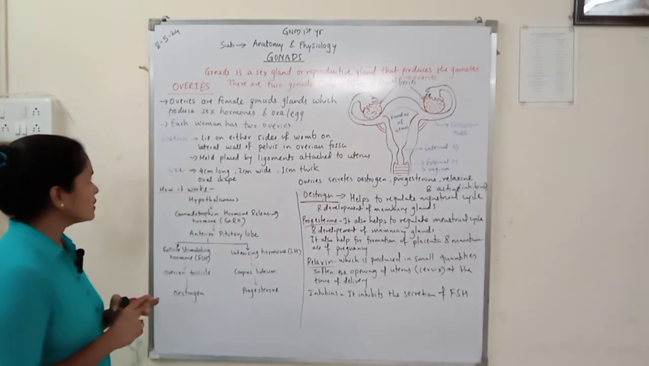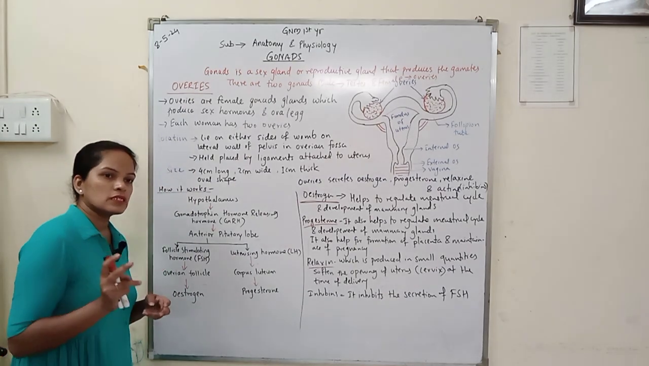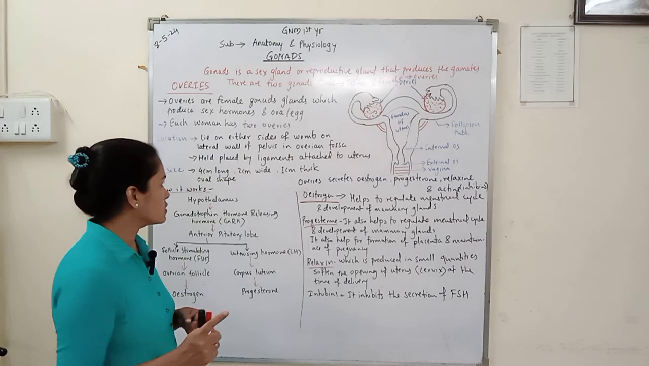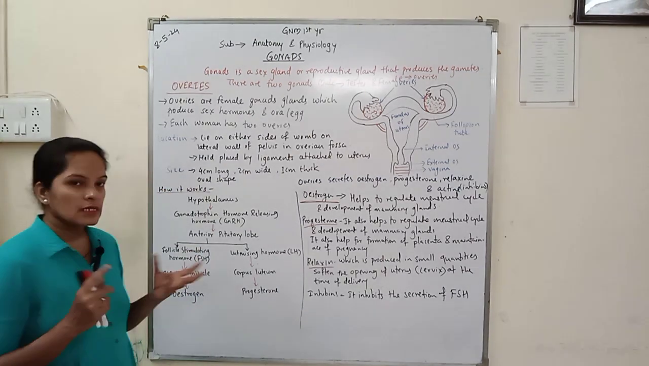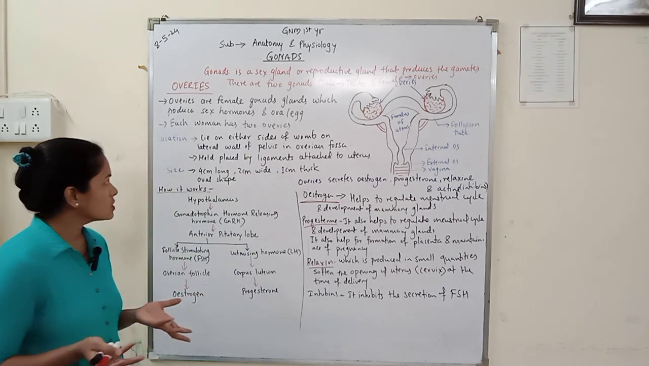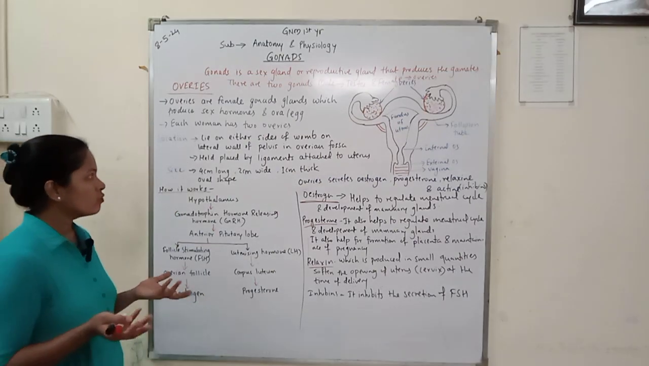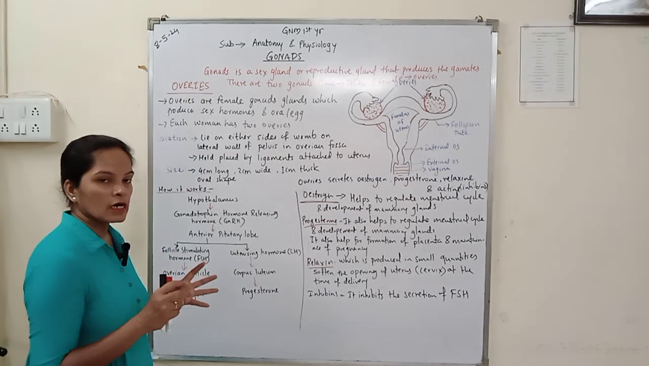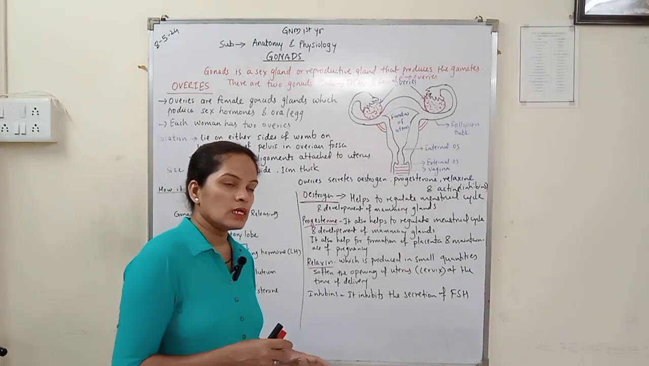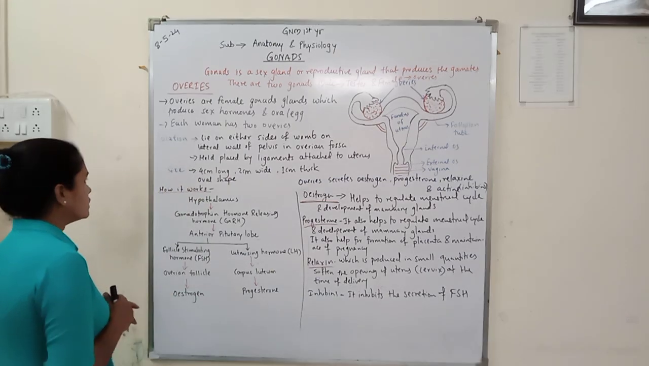The size of the ovaries is 4 centimeter long, 2 centimeter wide and 1 centimeter thick, and it is oval shape. Then it lies on either side of the uterus and lateral wall of the pelvis in ovarian fossa. ये कहाँ पे located है? Ovarian fossa में located है, either sides of the uterus.